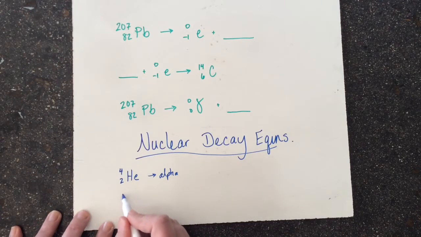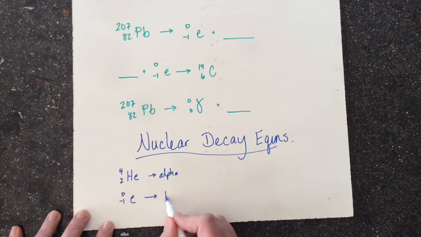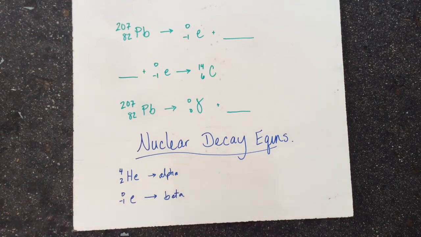A beta particle looks like this. And a beta particle is basically the same thing as an electron. That's why we use the little lowercase symbol e to represent this beta emission. And there's one other, which is gamma radiation, which looks like this symbol.